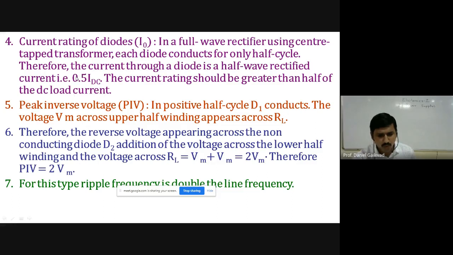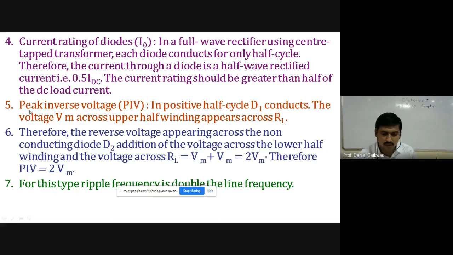So this will be the important part. The current rating is large compared to the half wave rectifier because there are two diodes. One diode is forward biased at that time, the second diode will be reverse biased, and accordingly the current rating will increase compared to the half wave rectifier.